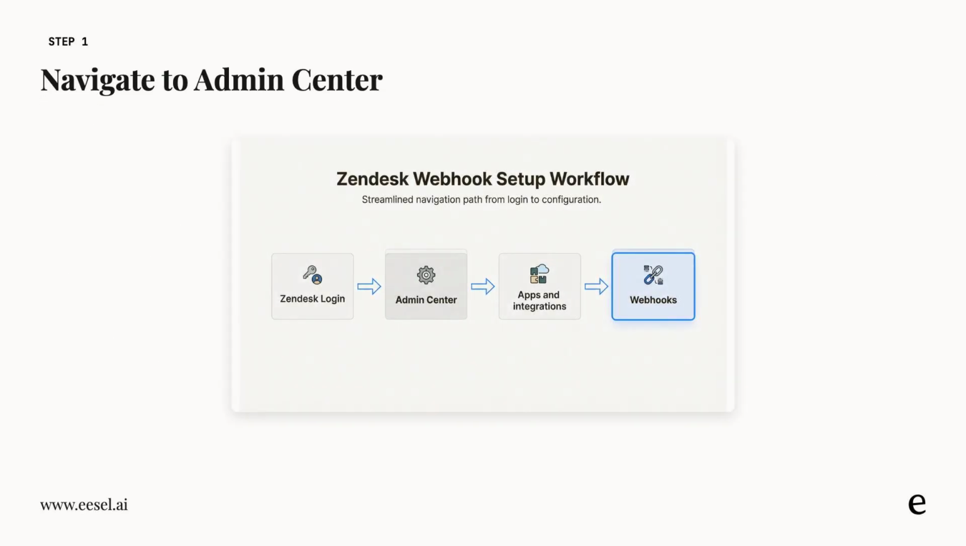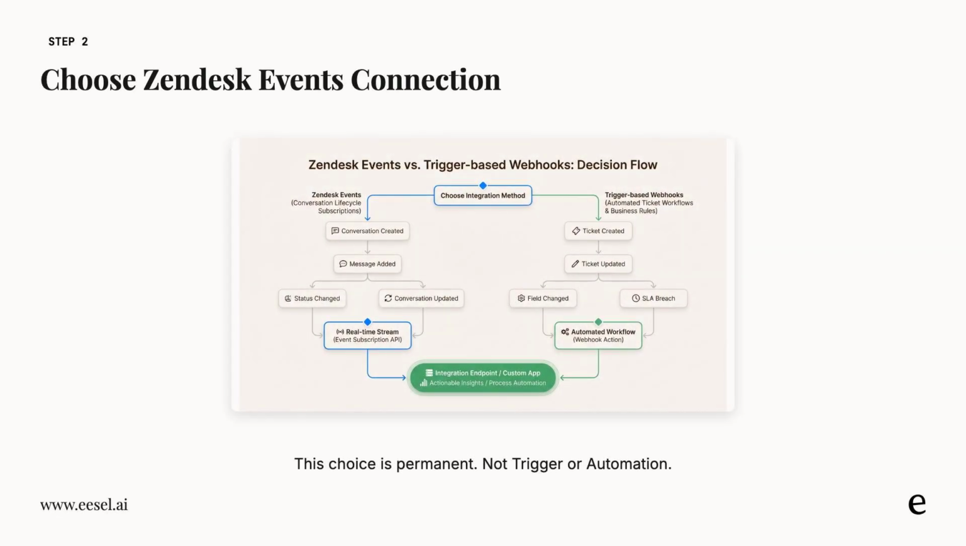Step 1. In your Zendesk Admin Center, go to Apps and Integrations, then Webhooks, then Webhooks again. This brings you to the list of existing webhooks where you'll create a new one. Step 2 is where most people go wrong. When creating a webhook, you'll see 3 connection types. Choose Zendesk Events, not Trigger or Automation. This choice determines whether you can subscribe to conversation lifecycle events, and it's permanent once saved.